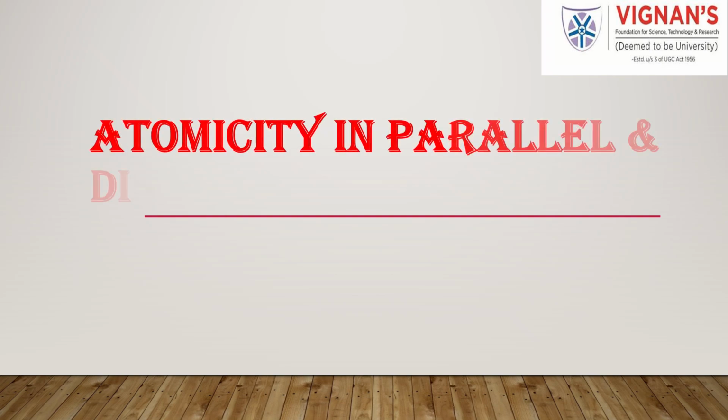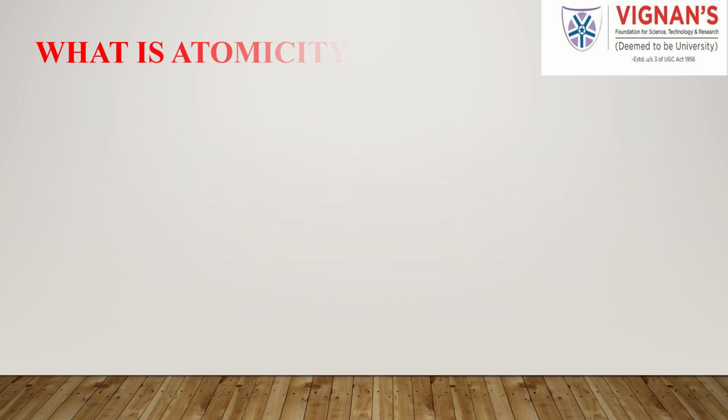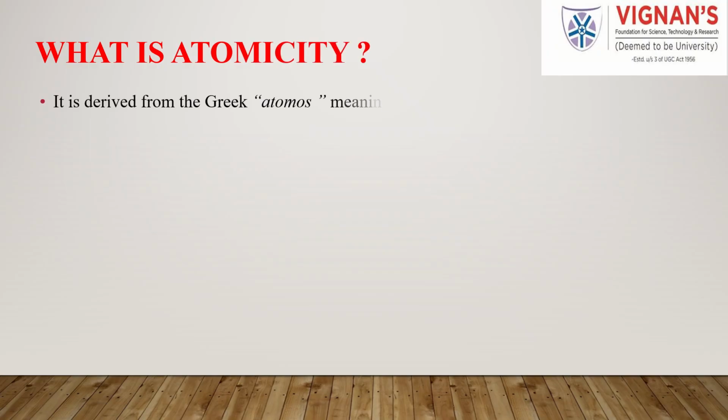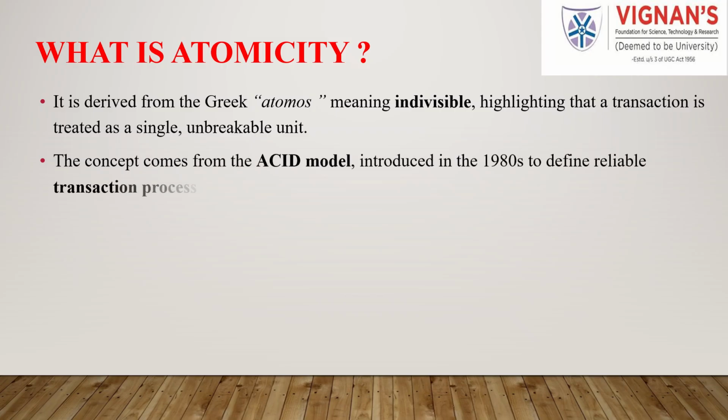In this section, we will explore the concept of atomicity. What is atomicity? The term atomicity comes from the Greek word atomos, meaning indivisible, emphasizing that a transaction is treated as a single, unbreakable unit. It originates from the ACID model of database systems introduced in the 1980s.